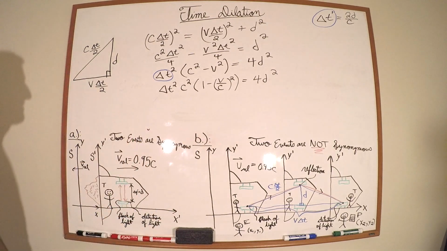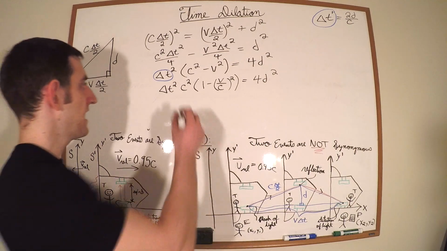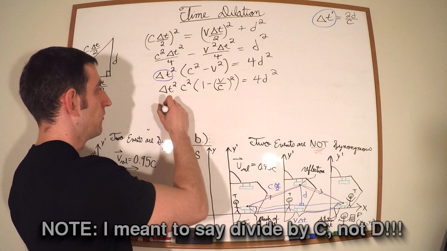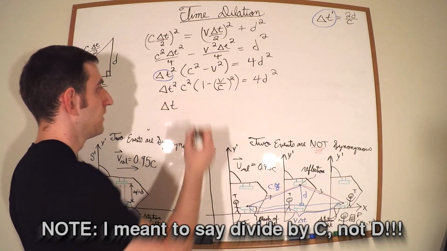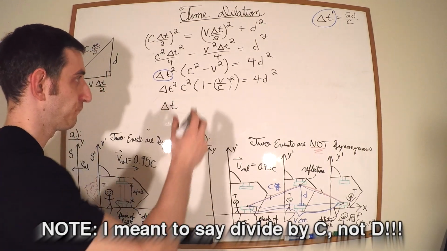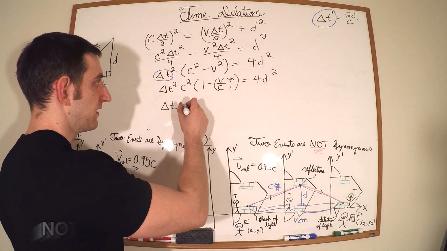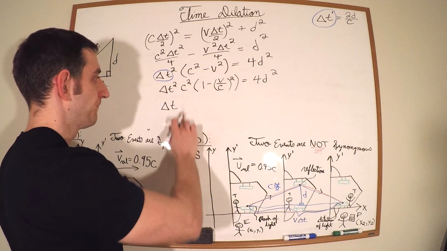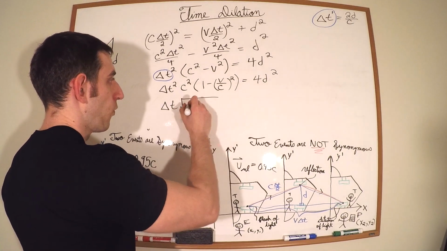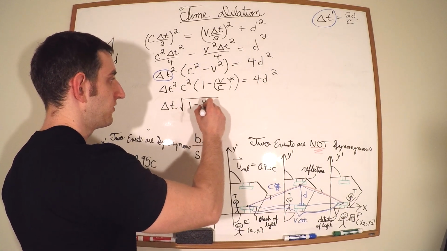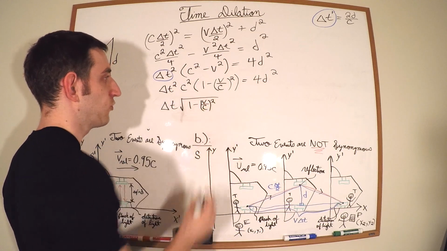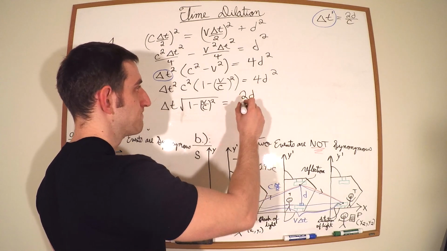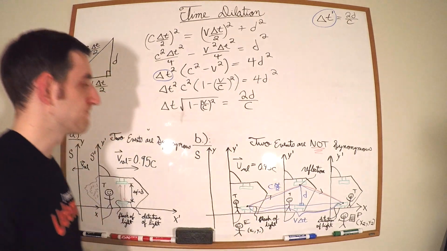Now what we want to do is take the square root, and I'm also going to divide by d. So we get delta t, the time as measured on Earth, and I'm going to multiply by the square root of 1 minus v over c, this quantity squared. That's going to be equal to 2d over c.